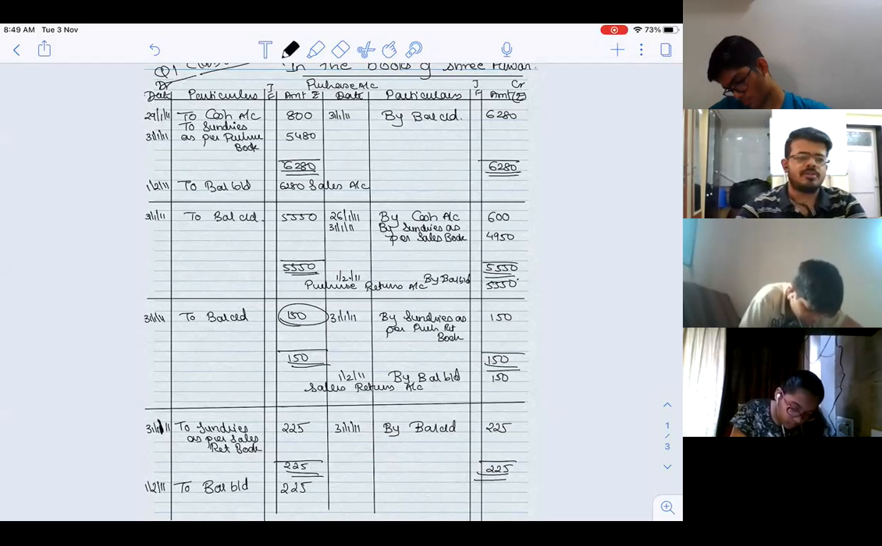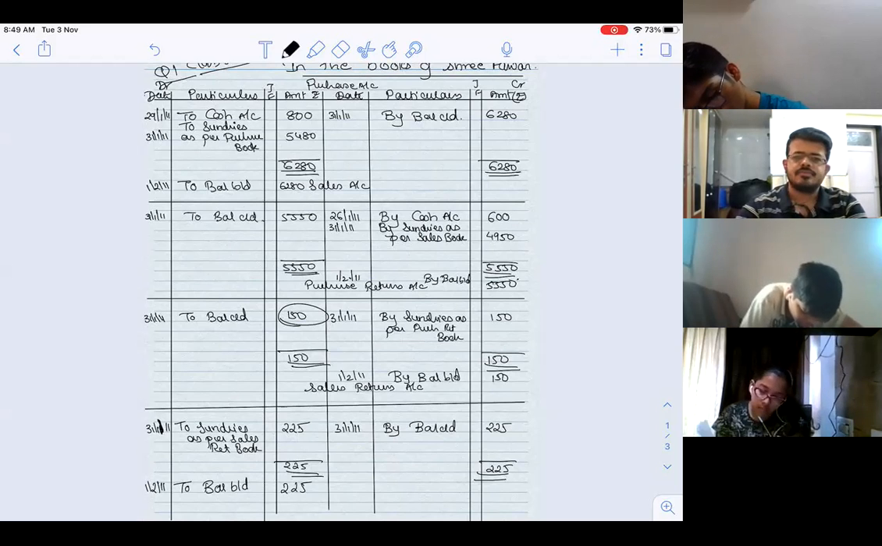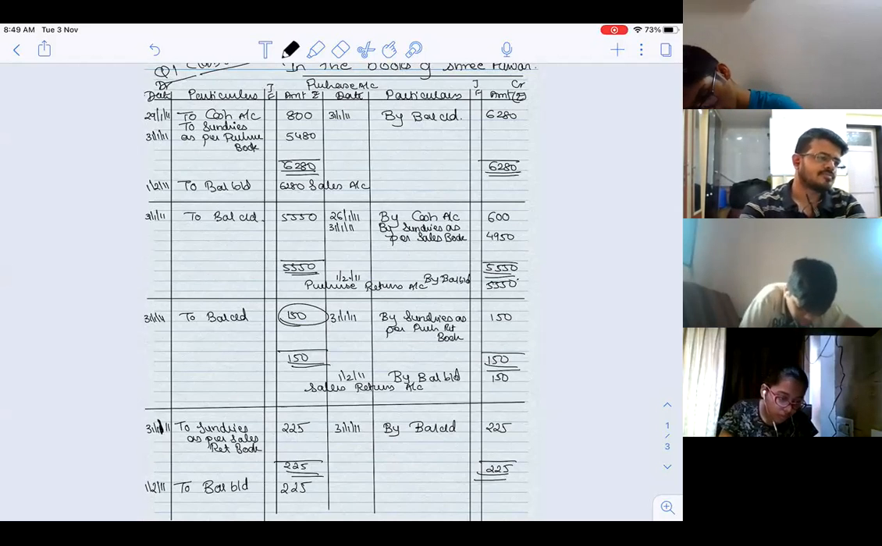Purchase return, sales return में totals ही है directly. So by sundries and to sundries. Got it? Is that clear?